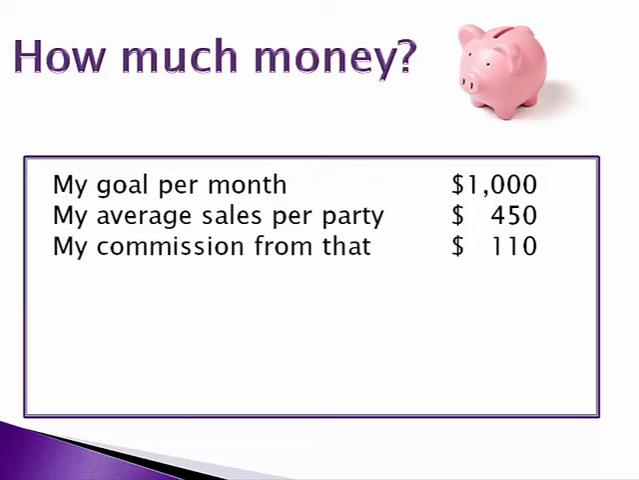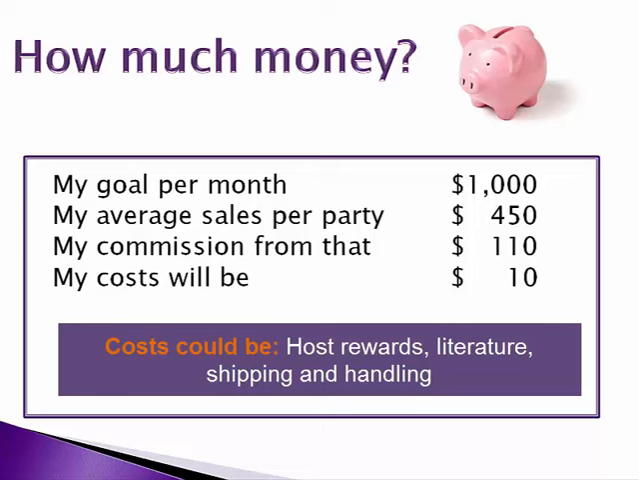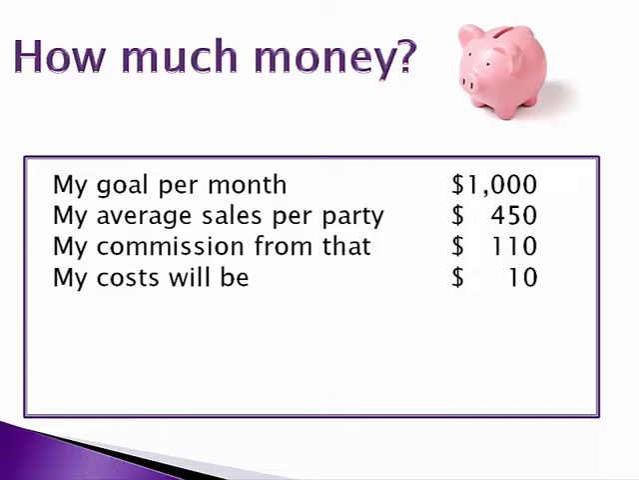Now, in my imaginary company, when I sell $450 at a party, I will earn $110 in commission. So you'll need to work that out for yourself as well. And because I'm running a business, I have expenses. And my costs that I've estimated for doing a party is $10. Now, your costs could be host rewards. Maybe you pay for some host rewards. Maybe you pay for some literature. Maybe you pay for shipping or freight. The costs do not include petrol, because when you have a job that you drive to every day, you don't get paid to drive to work. So we don't include petrol here either.